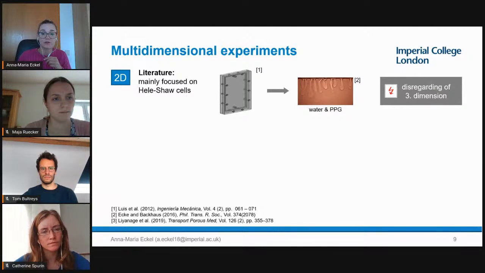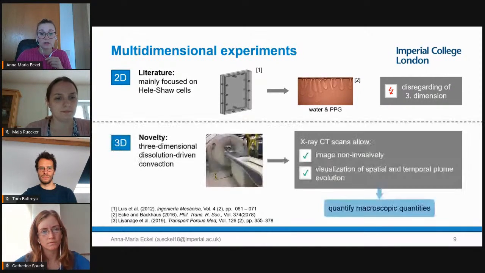So available in literature are many two-dimensional studies, which are focusing on Hele-Shaw cells, which consist of two parallel plates, and in their gap, two fluids are filled to mimic the interface of CO2 and brine. The drawback of these studies is that they are completely disregarding the third dimension. 3D experiments on density-driven convection are still a novelty, but we are lucky because we have access to a CT scanner in the department, and therefore we are able to visualize the plume evolution in 3 dimensions.